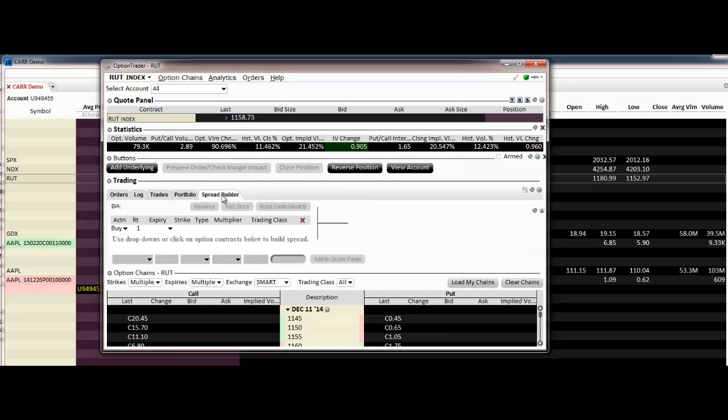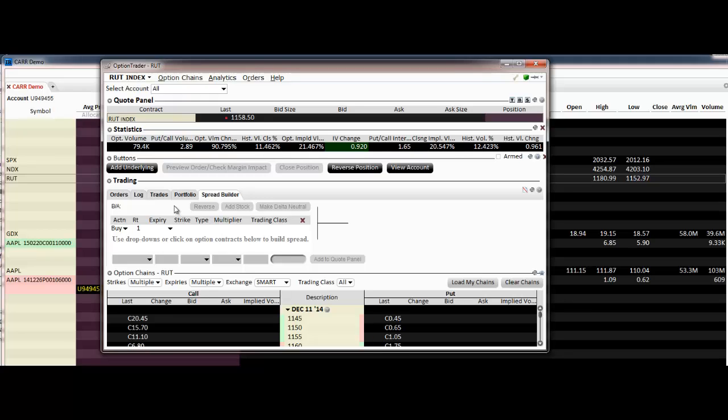Click on Spread Builder, and this pulls up a little bit of a space here where you're going to build the two legs of your spread. Now remember, we're putting on a put spread, so both of our legs will be puts. Both of our expiration dates will be the same, but our strike prices will be different.